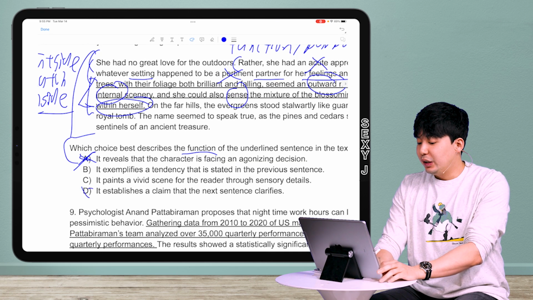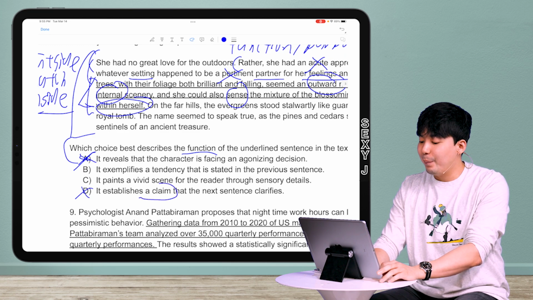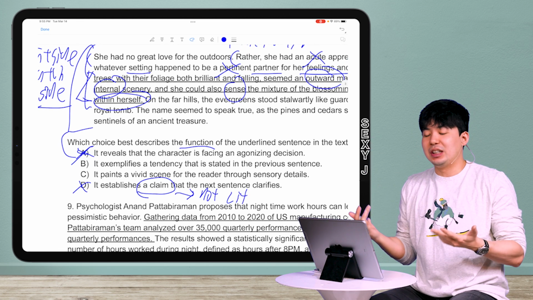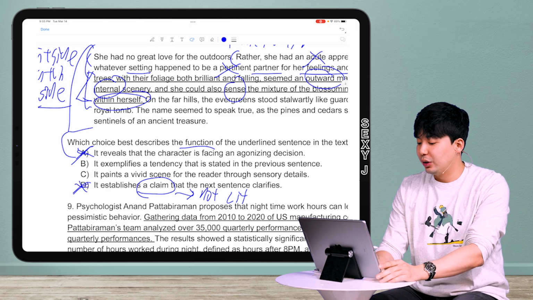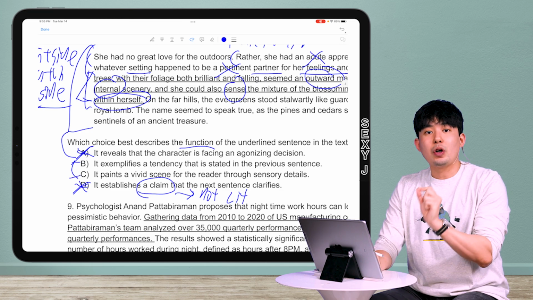Answer choice D. It established a claim that the next sentence clarifies. Claim. Not lit. And not as in, oh, this is not lit. That's not literature, okay? Where would that come up? Yeah, science, right? So that's out. Okay, it's not literature. Okay, B and C are the good answers. And C is the very common trap answer.